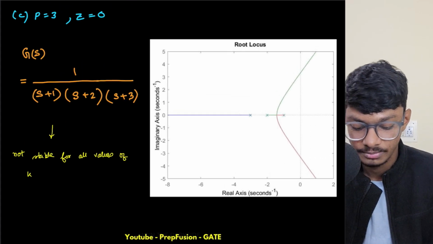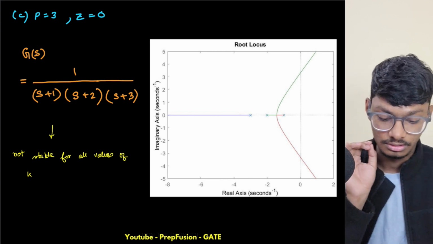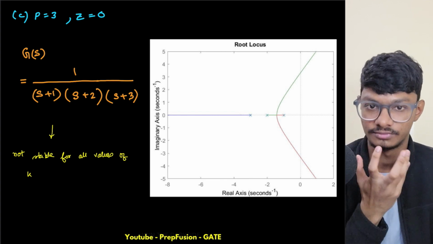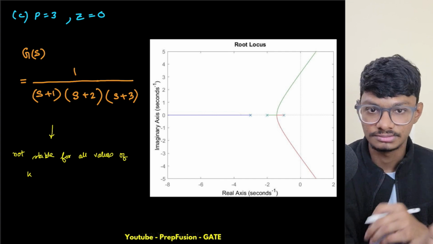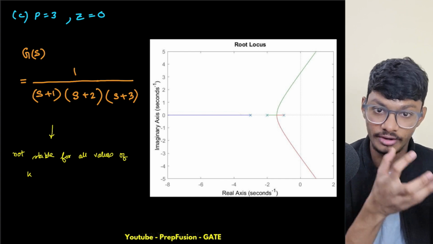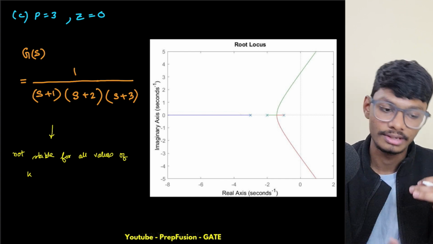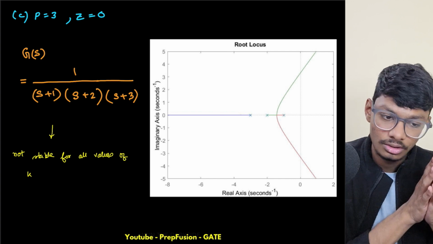So we learned about the stability. If you keep on adding poles to the OLTF, we have to take care of this. Whenever we are adding some poles to the OLTF, the system may become unstable. We have to take care of this when we are designing the controller, because in the controller mainly we'll add poles and zeros to the OLTF.